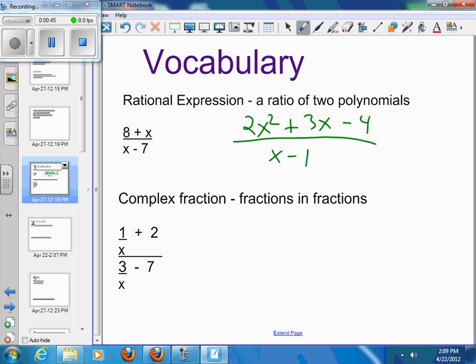Complex fraction, well, it's not complex numbers. We're not talking about imaginary stuff. We're just talking about it's really complex. We've got fractions inside of fractions, and we're never allowed to leave fractions inside of fractions. We should simplify them. And so this would be an example of a complex fraction, and in this section we'll learn how to deal with that. So that's our two vocabulary words. If you need to, go ahead and pause it and write down your vocabulary.